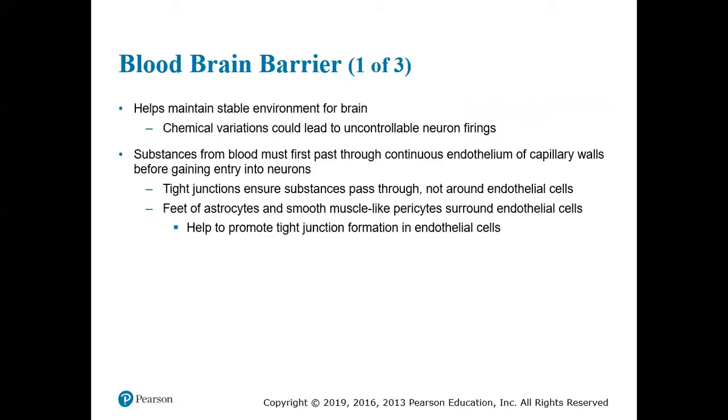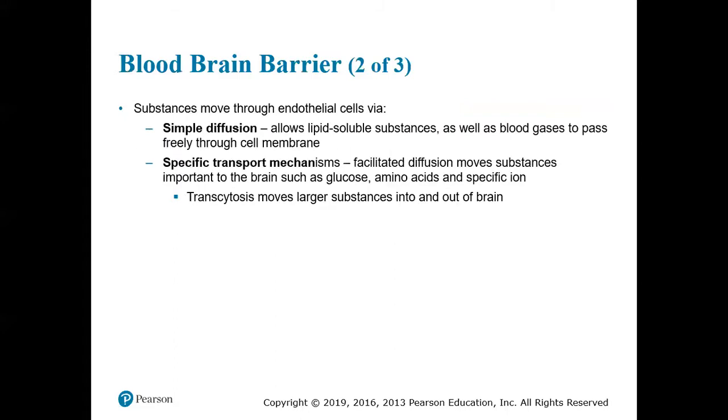However, it's a great protective barrier, but it cannot protect against everything. It does a pretty good job for most things, but it cannot prevent all bad things from passing the blood-brain barrier. There are different ways in which substances can enter or pass the blood-brain barrier. It can be done by simple diffusion or specific transport mechanisms. So these are some of the ways in which substances move past the blood-brain barrier.